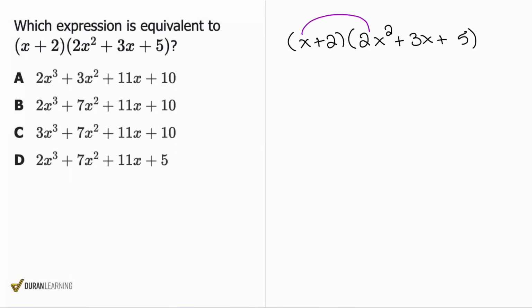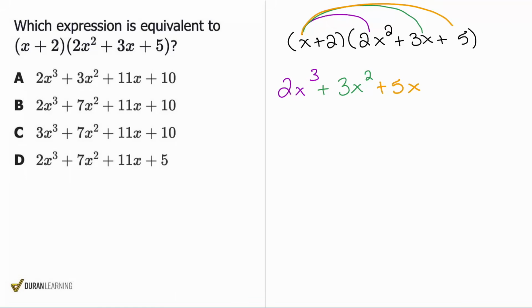So x times 2x squared, that'll be 2x cubed, because we just have x squared and x cubed. Okay, cool. Next up, we still have the x multiplying with the 3x over here. X times 3x, that'll be 3x squared. We're still not done with the x because we have to make sure that it still multiplies with the 5. X times 5, that'll end up being 5x. So that's part 1.